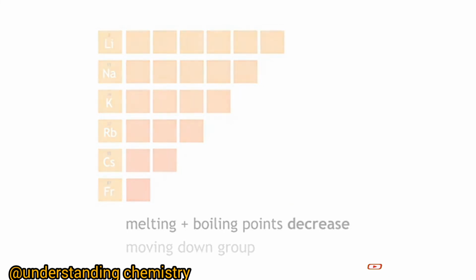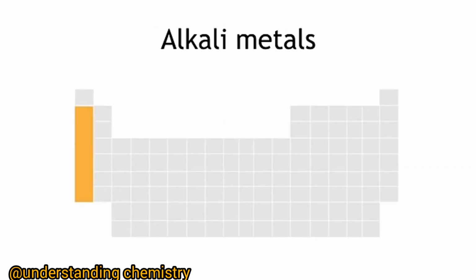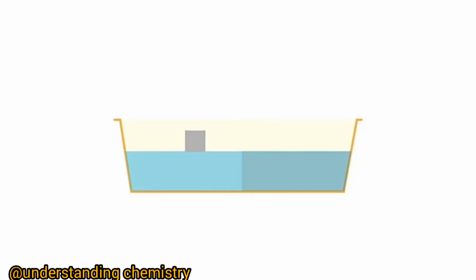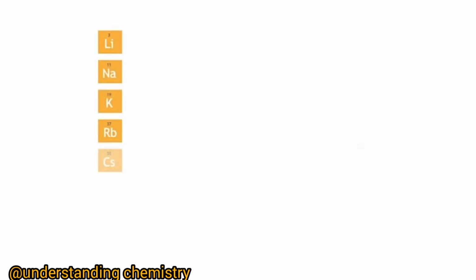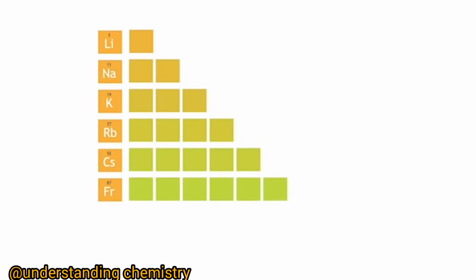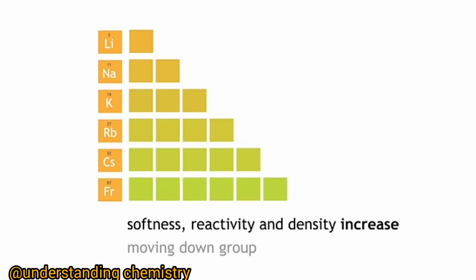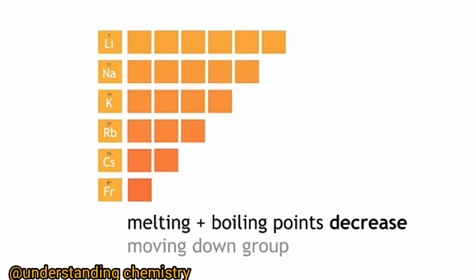In summary, the alkali metals are the group 1 metals. They react with water to produce hydrogen gas and their corresponding metal hydroxide. Moving down the group, softness of the metal increases, reactivity with water increases, their density increases, but melting points and their boiling points will decrease.